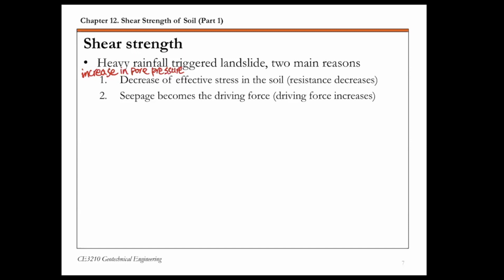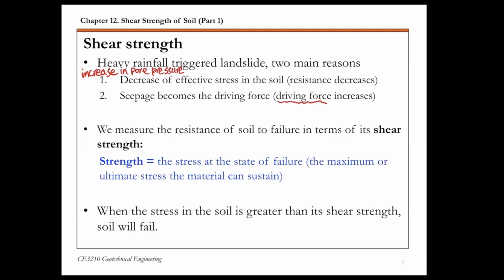And the second is, for this sloped ground where landslides happen, the rainwater creates a seepage. The seepage becomes the driving force that pushes soil blocks down. So with heavy rainfall, you have an increase of driving forces. A combination of these two factors, a decrease in resistance and an increase in driving force, causes the slope to fail. So in this chapter, we're going to talk about the resistance of soils. We measure the resistance of soils in terms of its shear strength.